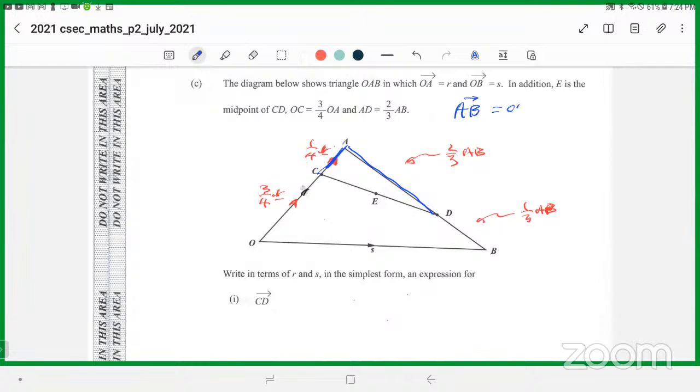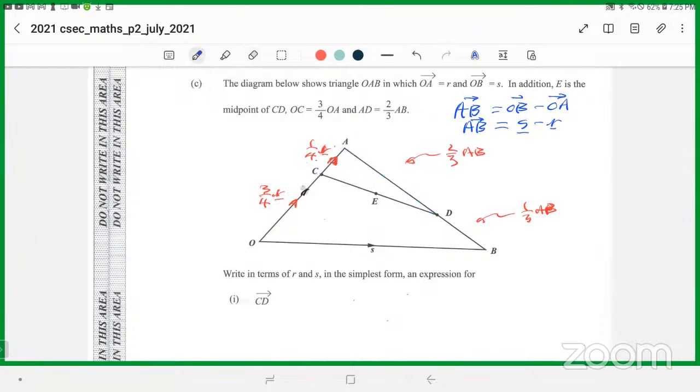So AB is OB minus OA. When you know the position vectors, you can use that: O to the last minus O to the first. So the vector AB is S minus R. They never asked me for it, but I need it, because I need to calculate 2/3 of it for this part. So let's work it out now.